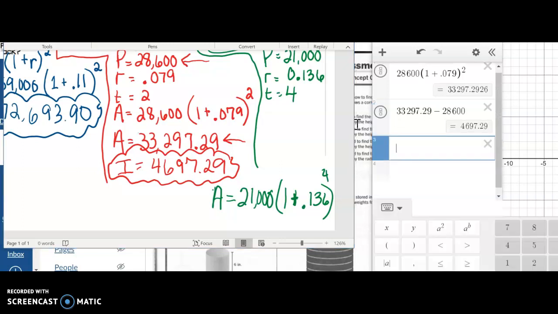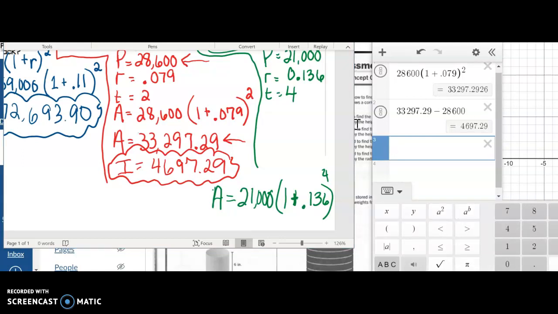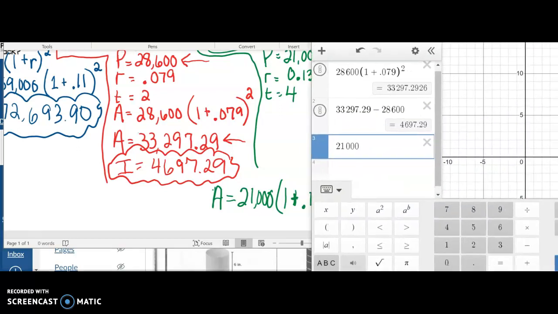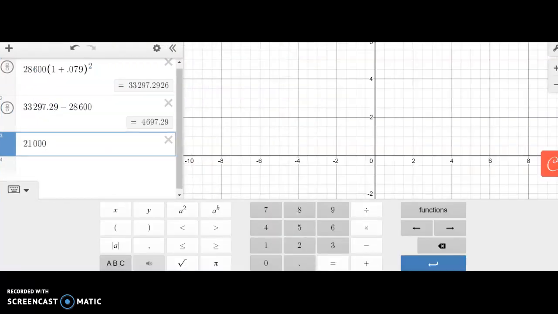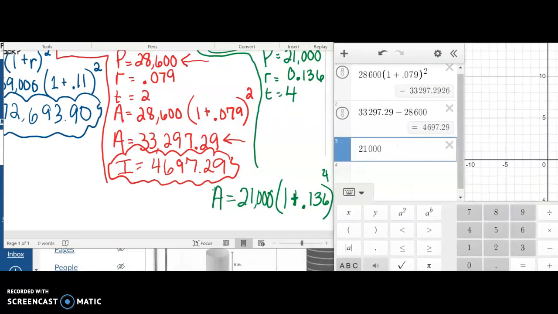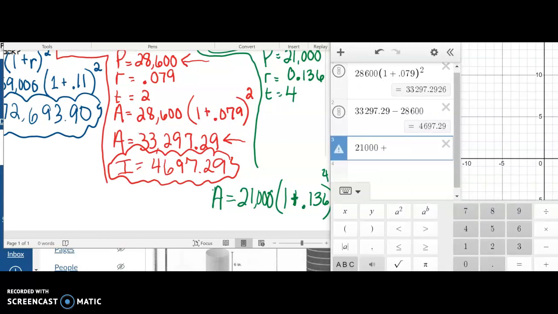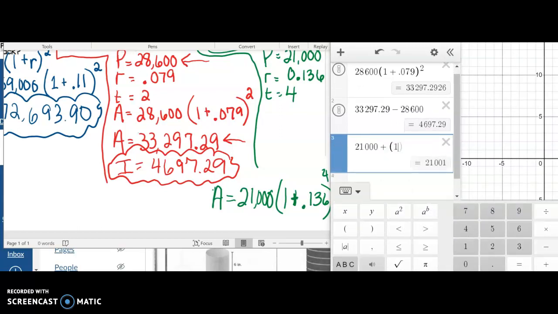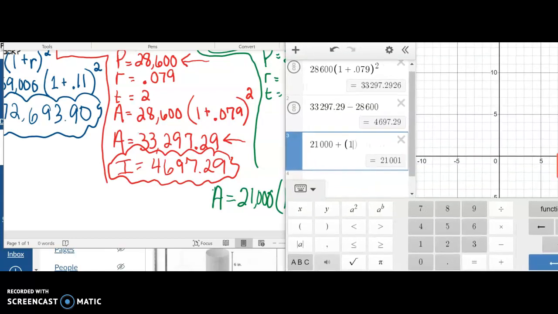All right. This is going to calculate how much money you will have total at the end of 4 years, including the $21,000 that you invested. Okay, plus parentheses 1. Oh, nope. We don't want to add that. We want to multiply that.